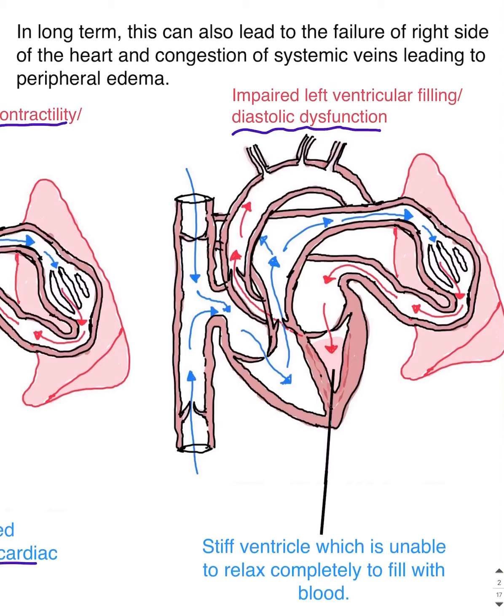and as a result, the cardiac output will decrease. So, in the setting of diastolic dysfunction, you will see a stiff ventricle which is unable to relax completely to fill with blood. There are a lot of causes of diastolic dysfunction, and we will be discussing these causes in a separate video.